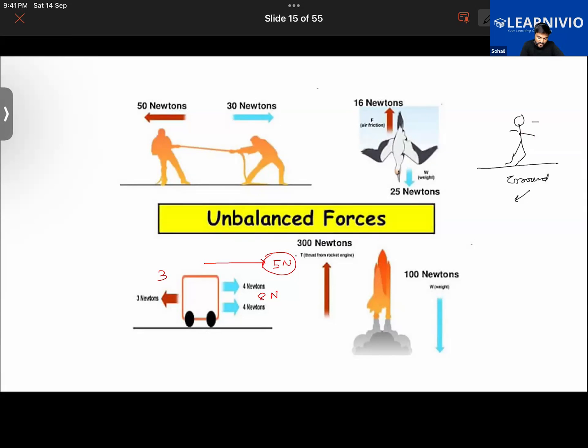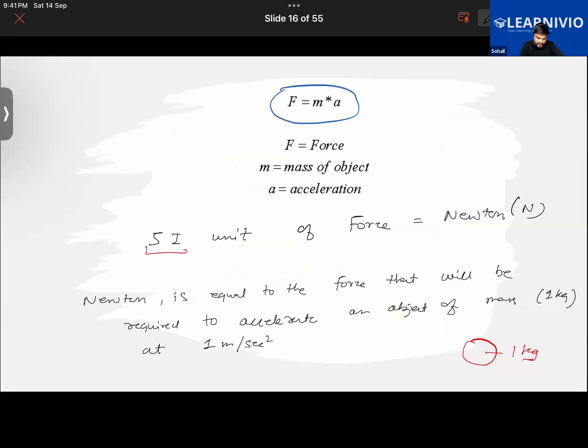So your body is applying a forward force of, let's say, 100 Newton, while you are pushing the ground with some force of 10 Newton. So because of this unbalanced force, you are able to walk on the ground. In fact, most of the things that we see around us moving are able to move because of the unbalanced force.